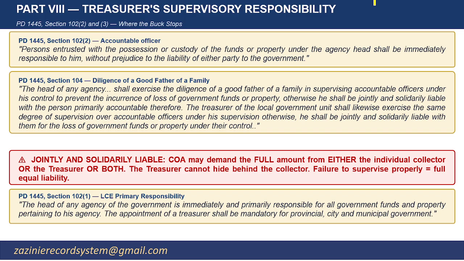The Commission on Audit may demand the full amount of any loss from either the collector, or the treasurer, or both. A treasurer cannot simply point at the collector's misconduct and walk away unscathed. Proper supervision means monthly verification of every report on accountability, daily confirmation that collections equal deposits, and unannounced surprise cash counts at least once a month. Next slide.